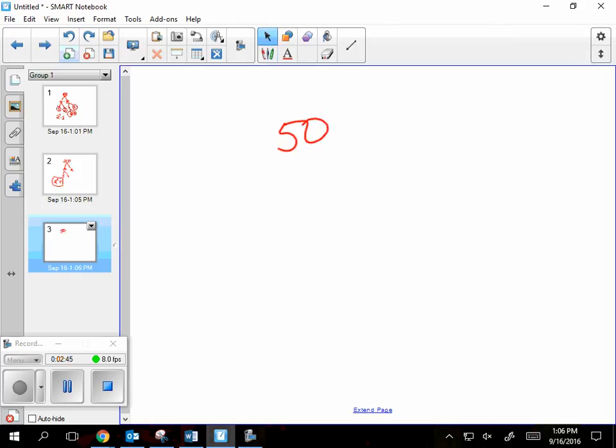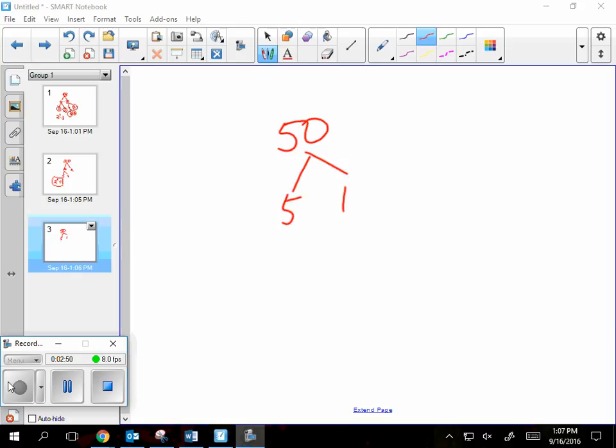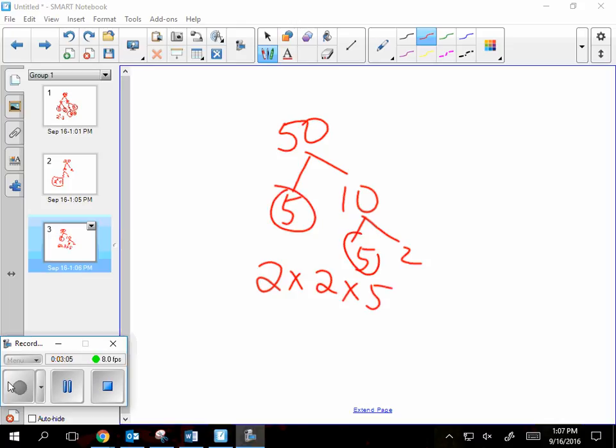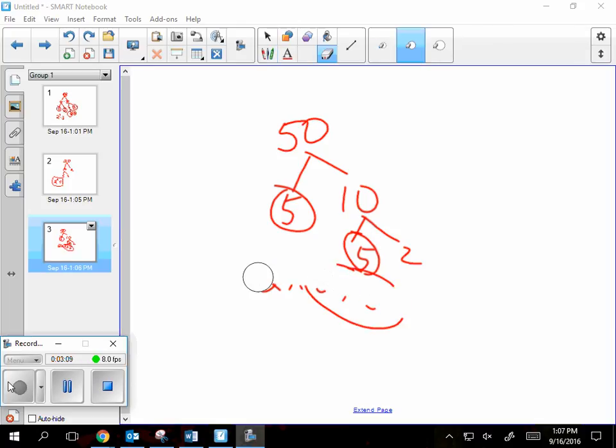I'm going to pause for a second while I walk around and check those. Pretty much everybody had this one. 5 times 10 is a pretty logical place to start. And then this breaks into 5 times 2. The only mistake I saw was somebody said it was 2 times 2 times 5. And I think it's because they were thinking there was 2 5s, so they should say 2 times 5 or something like that. But what is the right way to put the final answer?